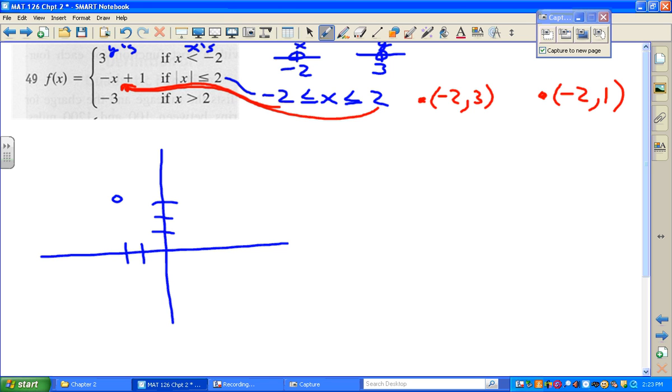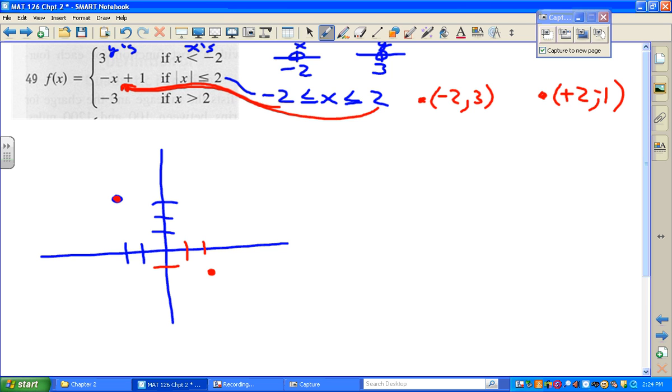So I come over here, -2, 3, closed circle. So if you have a closed and an open together, it's going to be a closed as a result, right? Oh, sorry, back the other way. Will this work? Yeah, nice. Sorry, +2, -1. There we go. +2, -1. Closed circle. All right.